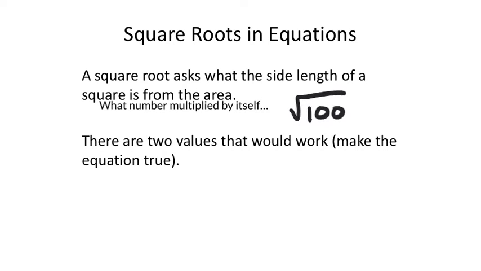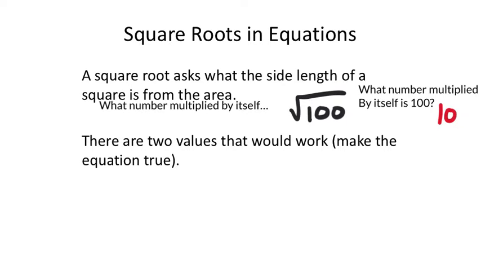If you took the square root of 100, it's really asking what number multiplied by itself is 100, right? And we know that the answer to that is 10. That's a perfect square for us. Makes that very simple.